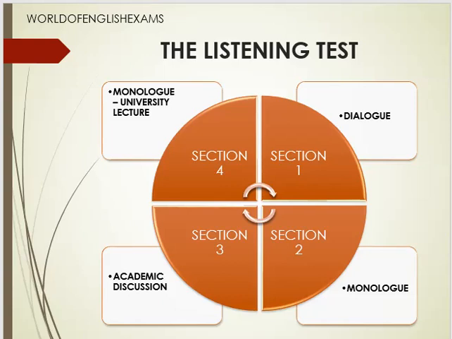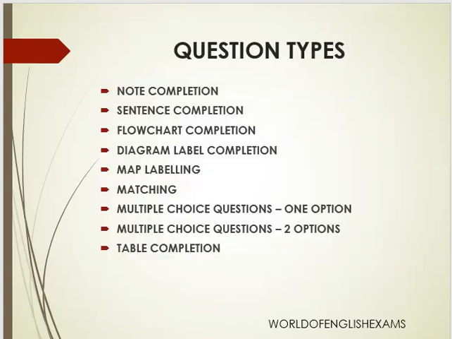Now these are the various question types that you can see in the listening test. As we previously discussed: note completion, sentence completion, flowchart completion, diagram completion, then map labeling, matching, multiple choice. Here you have 2 different models. The first model is where you have to select one right option, and the second one is where you have to choose 2 options. Then there is table completion, which we are going to learn today. So all these question types have to be practiced adequately, and you have to ensure that you're scoring above an 8 in each of the practice tests, because consistency is very important. That will ensure that the score in the final exam does not go below 8.